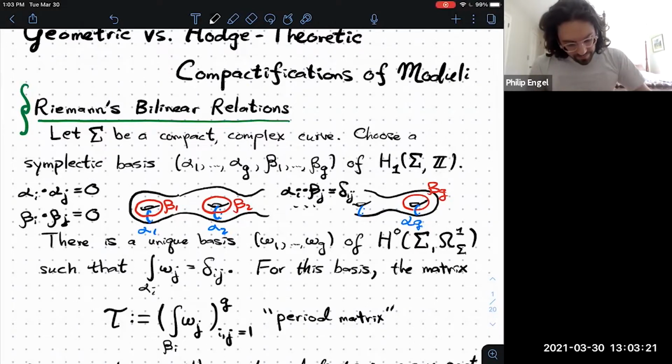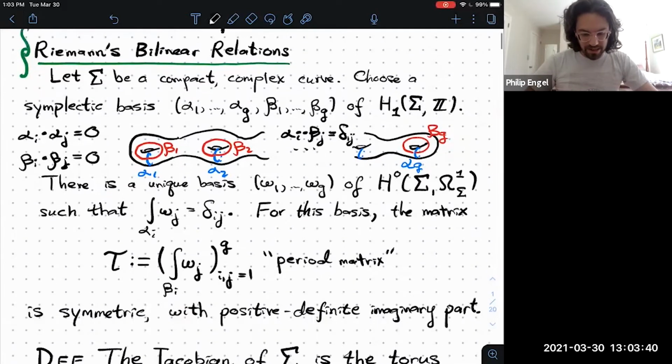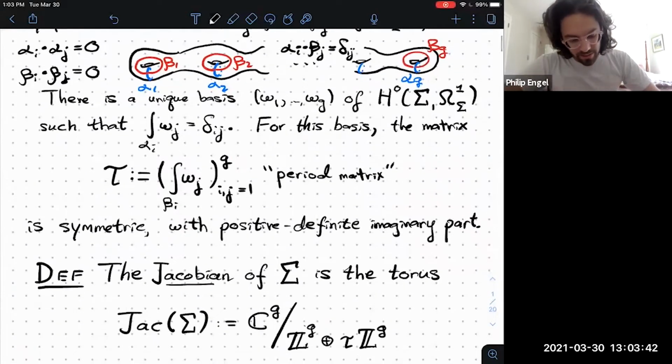So it's known that there's a unique basis of the space of holomorphic one-forms on the Riemann surface, such that this basis is normalized with respect to the cycles alpha 1 through alpha G. So in particular, we can ensure that the integral of omega J against alpha I is delta ij. So 1 if I equals J and 0 otherwise.